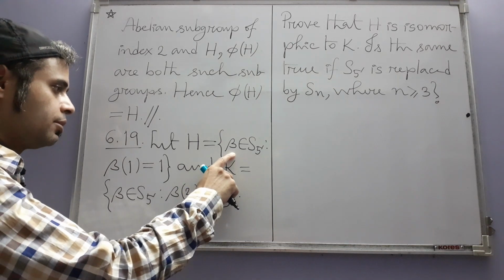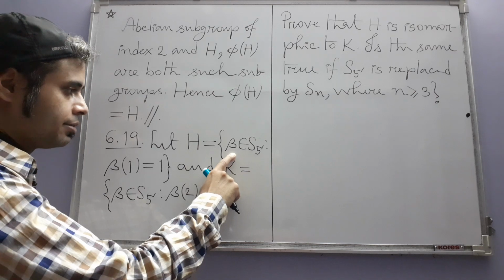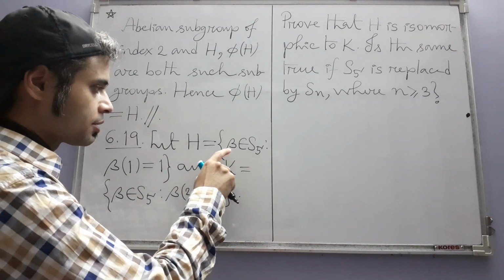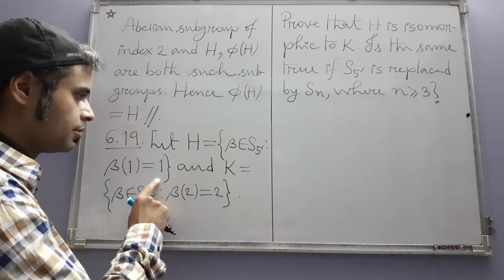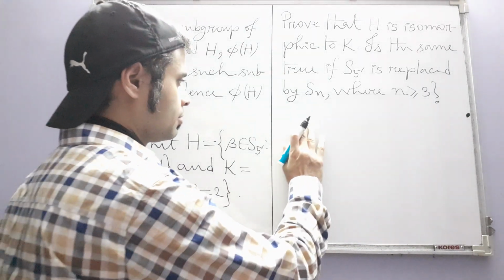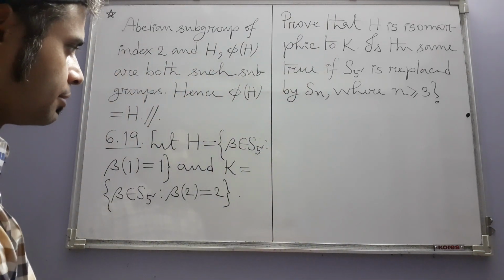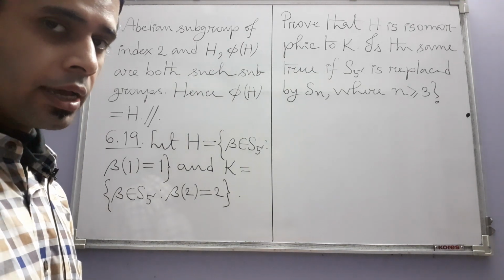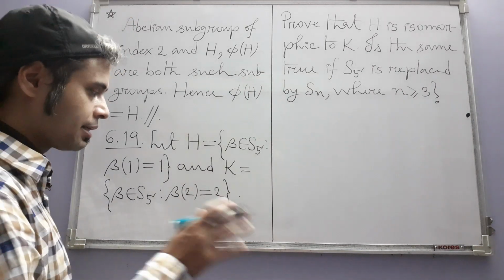Looking at H, what are the things that we have in H? H consists of precisely those permutations in S5 that fix 1 and may or may not fix the other 4 symbols. So from that you will get an idea that H is in fact isomorphic to S4, the symmetric group of degree 4.